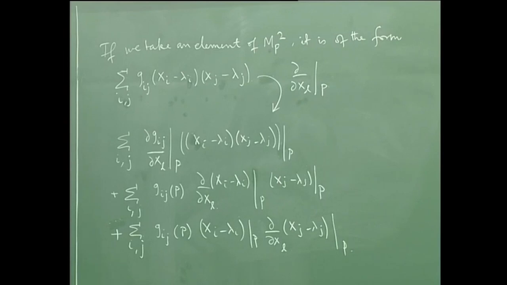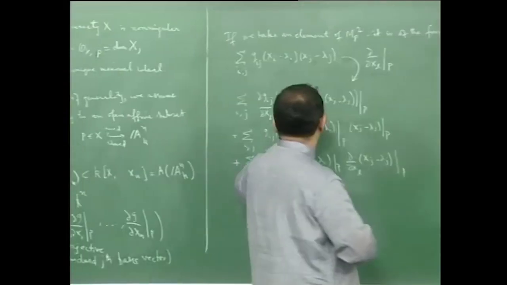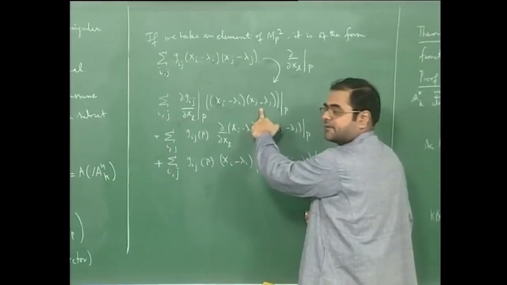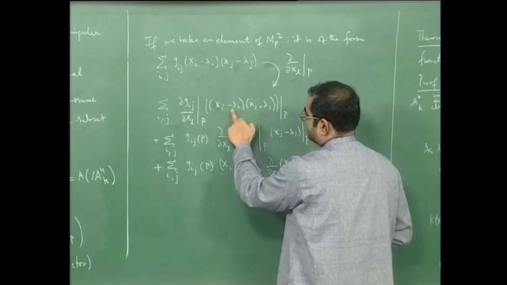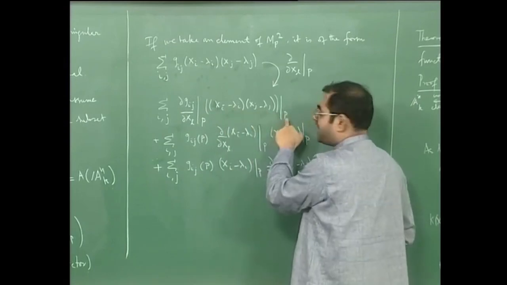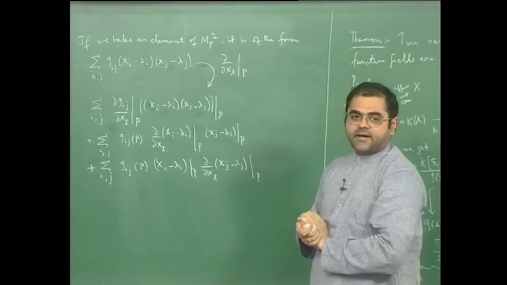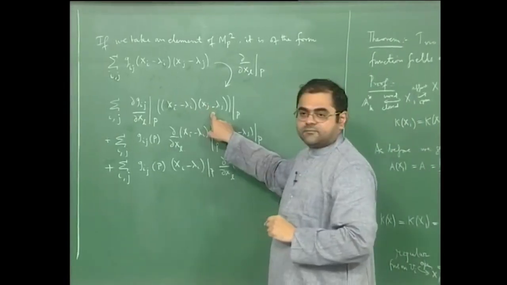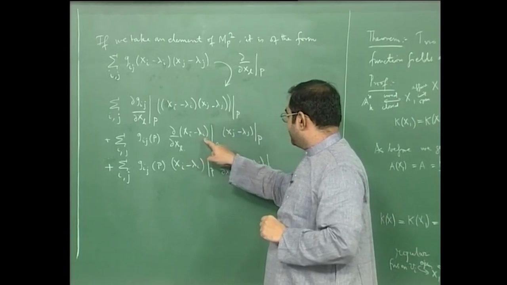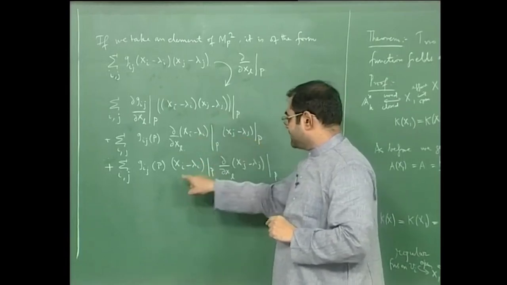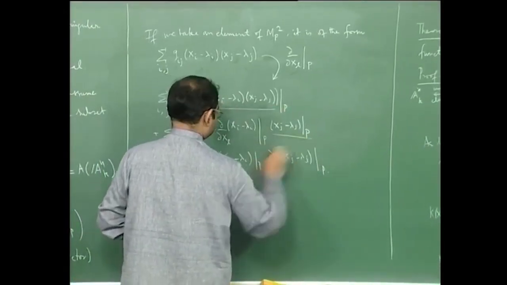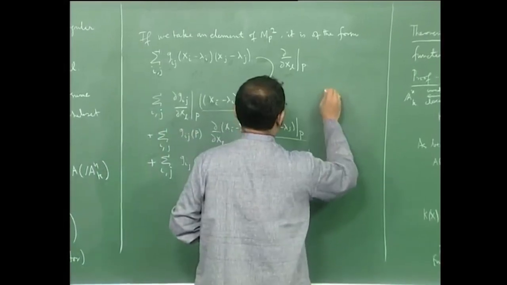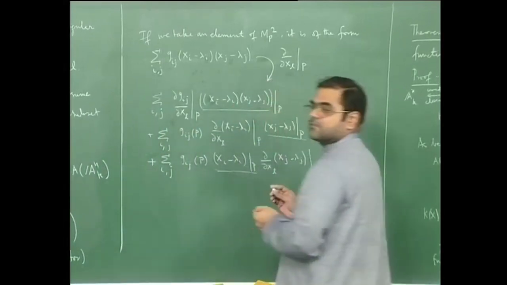And now if you look at it carefully, this is going to vanish, because the first term vanishes since I have these two factors surviving. If this is 0, then I am not worried. But even if this is not 0, when I substitute p, I have to put xi equal to lambda i and xj equal to lambda j. So this is gone, and in this term, this will go. So these underlined terms will vanish. So this is actually 0.